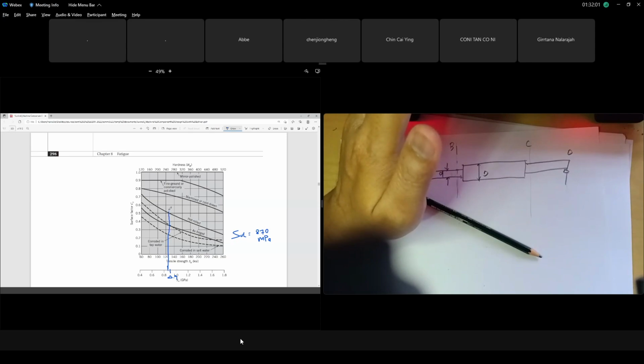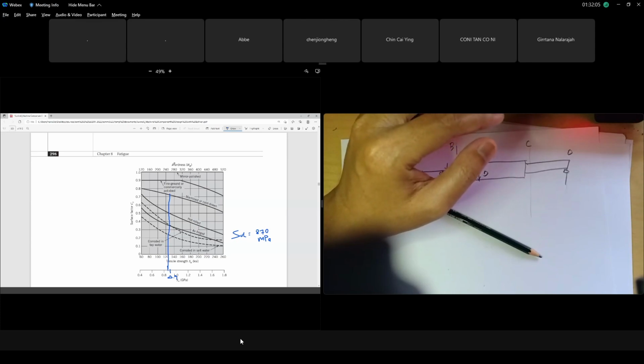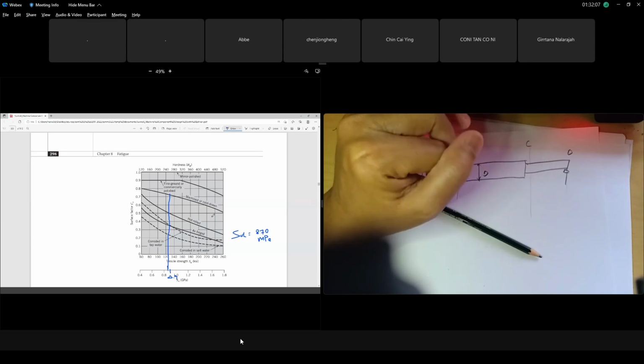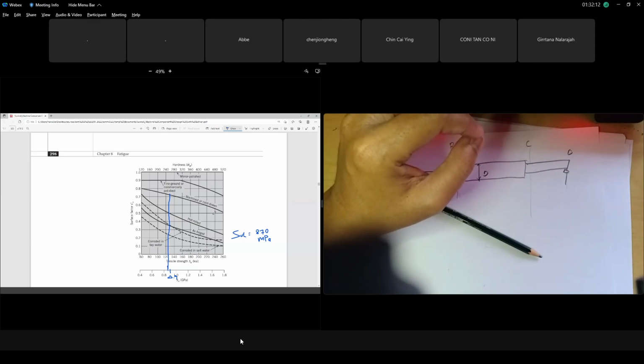But sir, which line do we want to intersect, sir? Which line do you want to intersect? Do you see it? You have a lot of lines here. Do you see it, class? Are you watching or not? Class? Hello class?